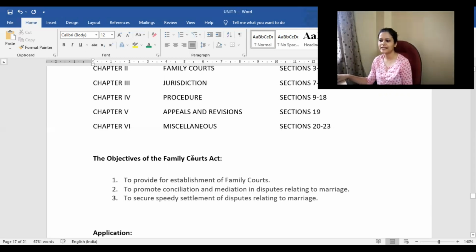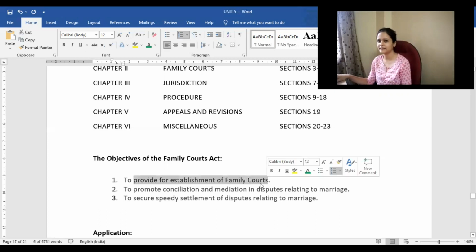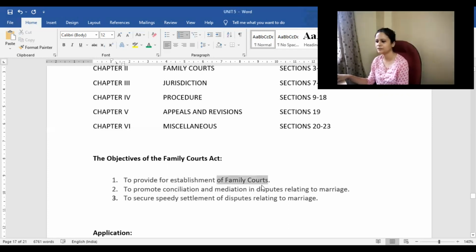So this act aimed to provide for the establishment of family courts in places wherever needed, or based on population, they will decide where a family court is to be set up. Accordingly, the process for establishment is also mentioned under this legislation. So that is the first thing, establishment of family courts.